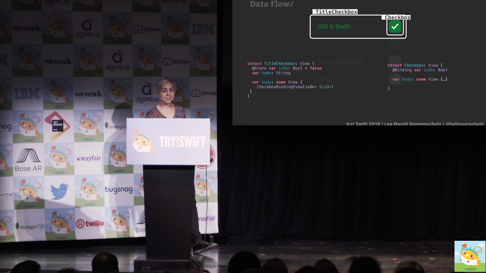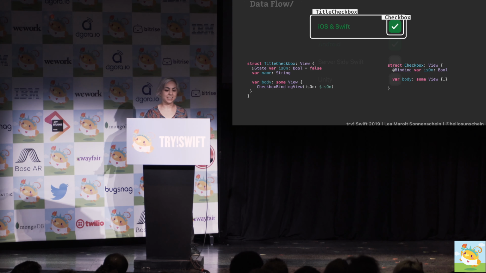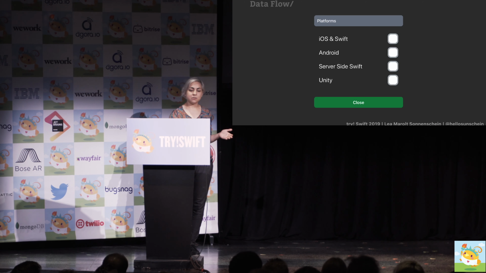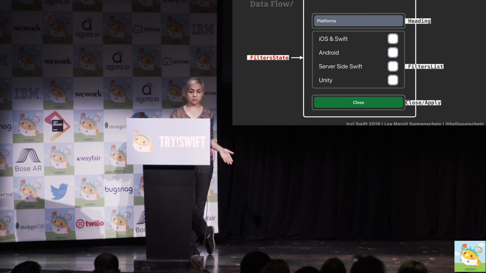OK, so this is where we left off with our component. The current implementation of the title checkbox obviously won't do because it owns its own state and it's not communicating it anywhere else. So let's see how we can integrate it into the larger whole. There are only a few moving parts here. There's the heading, the filters list, and a close/apply button. These make up the filters view, which gets its data from filter state that is owned by the library view.